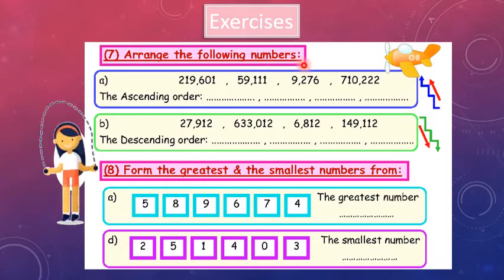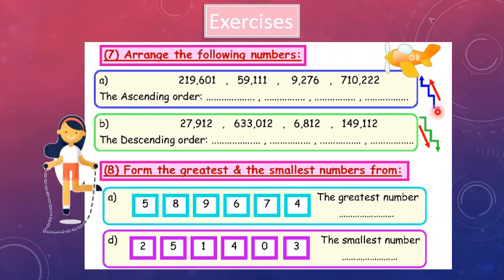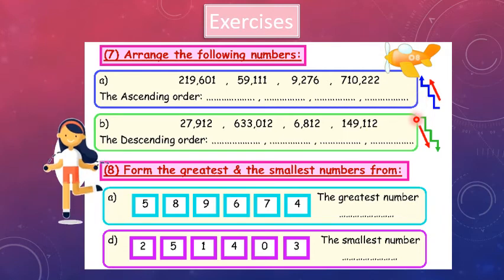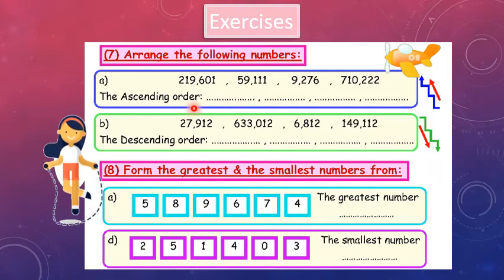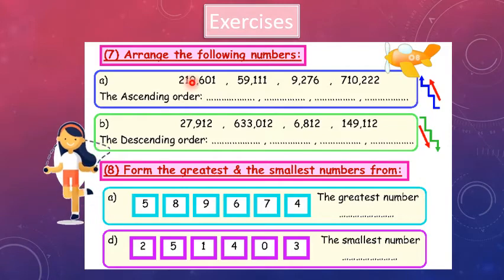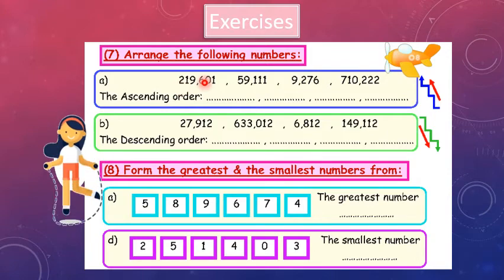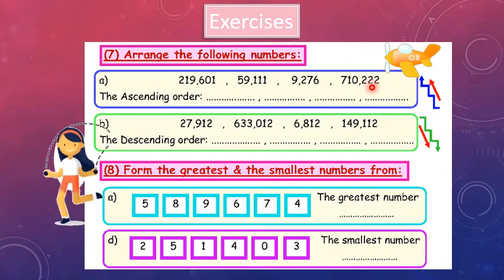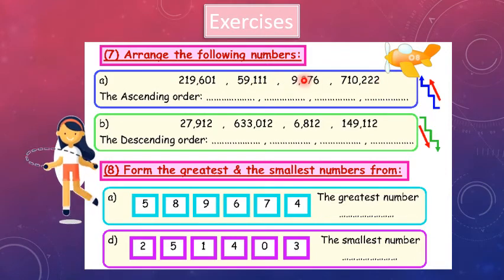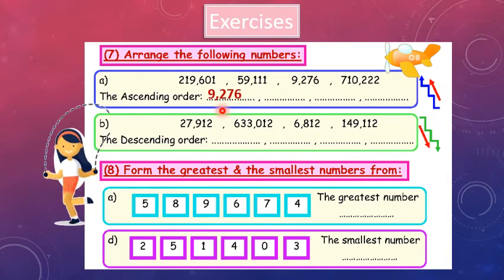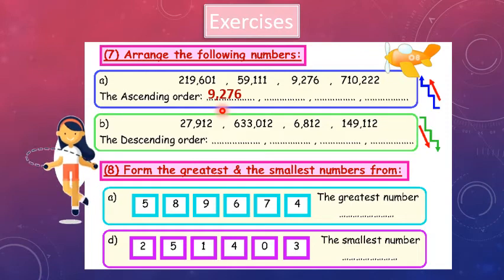Arrange the following numbers. We have ascending order, from the smallest to the greatest, and descending order, from the greatest to the smallest. In ascending order, search for the smallest number of digits in these numbers. We have here 6 digits, 5 digits, 4 digits, 6 digits. Now the smallest number it has, yes, 4 digits.